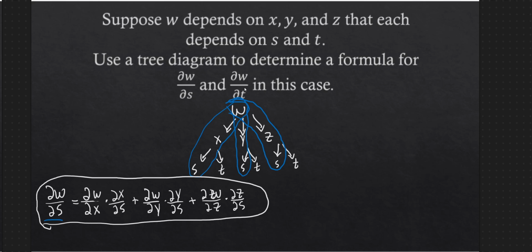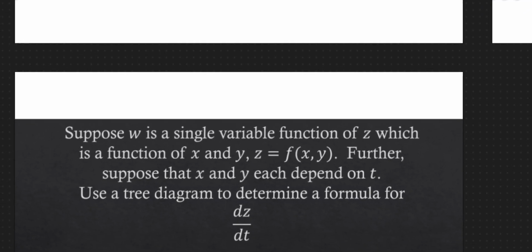Now, you can do the same for partial W with respect to T. In the effort of keeping this video short and sweet, I won't go through that. In each case, it should look similar to this: three terms, each one with two factors, but instead of with respect to S, these should all be with respect to T's. Let's look at another situation.